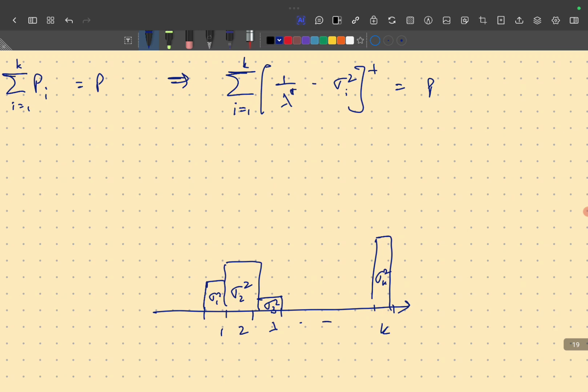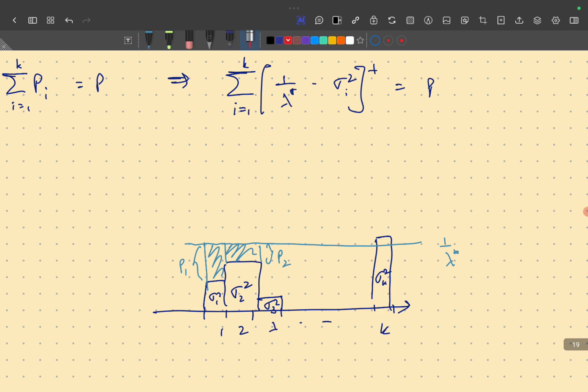And what is the total power that I'm going to allocate to each subchannel? I set a threshold, which is 1 by lambda star. And the amount of power that I allocate is how much you have below this particular level. All right. So this is going to be P1, this is going to be P2, and Pk is going to be equal to 0. Right?